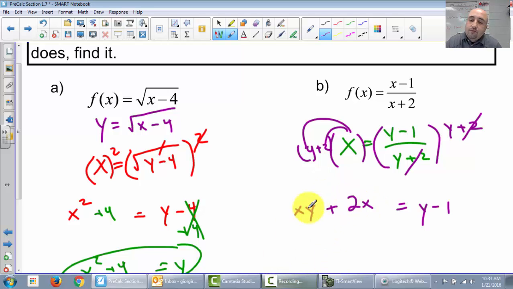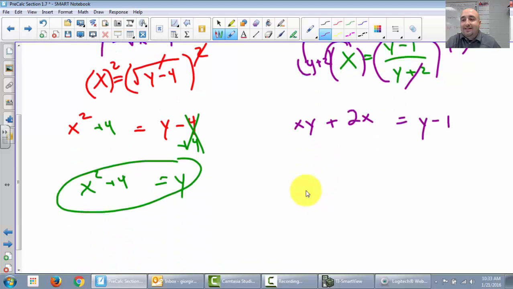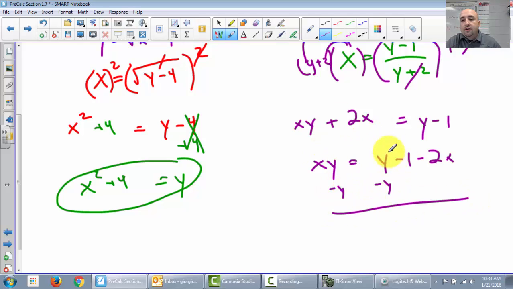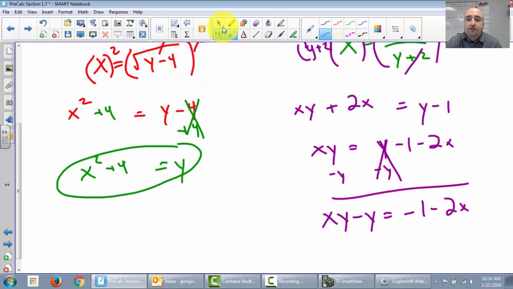All right. Now, I need the y's on one side and the x's on the other. So I'm going to subtract 2x to the other side. And that will give me xy equals y minus 1 minus 2x. And then how do I get this y on the other side? So I'm going to subtract y. So xy minus y is equal to negative 1 minus 2x. All right, so this one is pretty difficult.